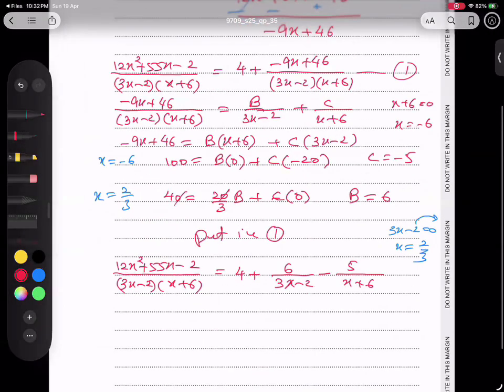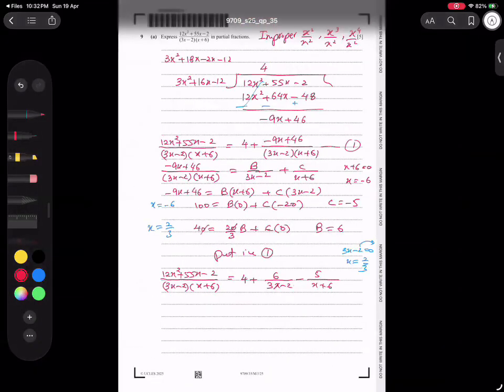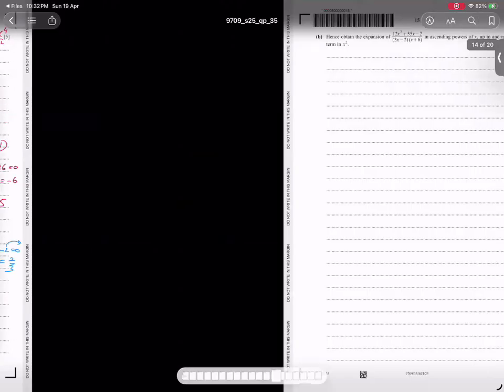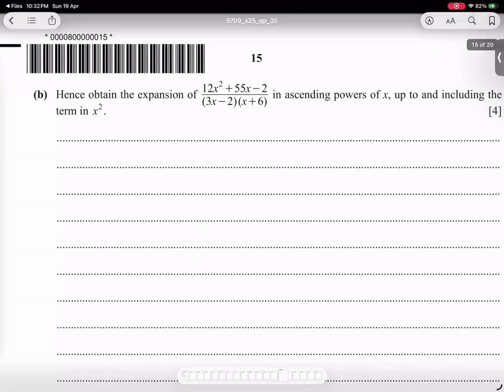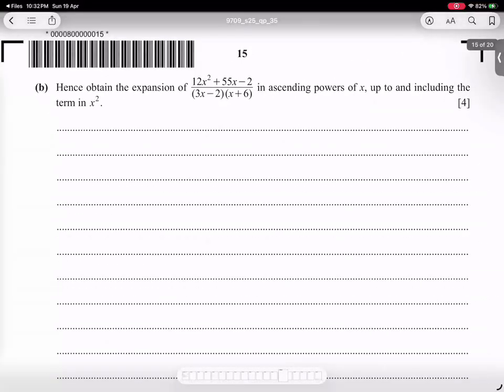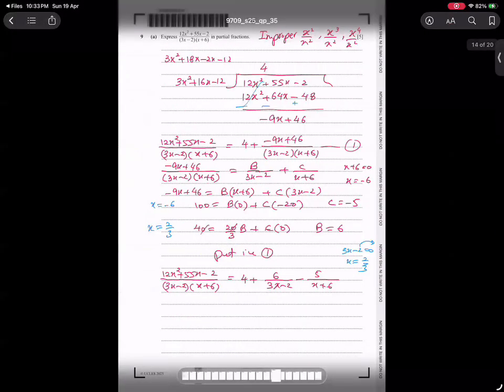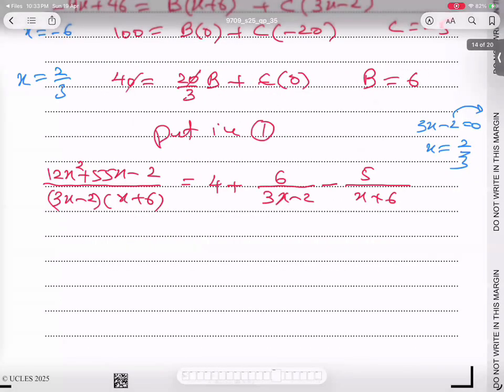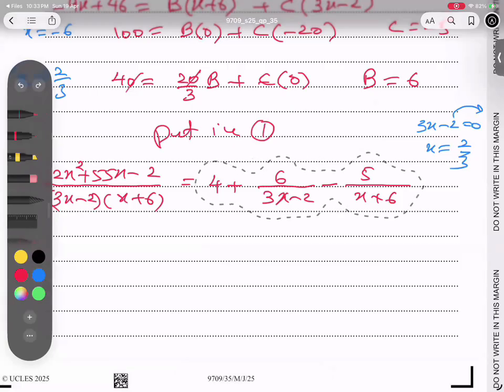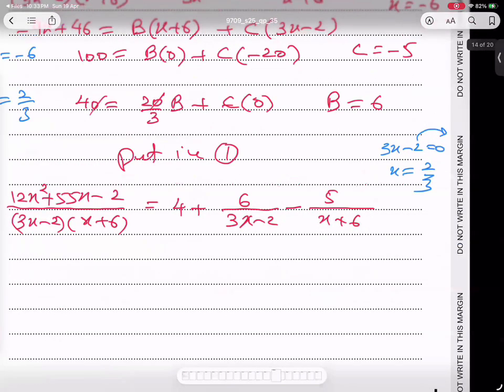And let's go for the next part. The next part is asking, so it means we have used the previous part and we have to include the x square expansion. So we have to bring this answer onto the next page. So this whole thing, I'm going to copy from here and paste on another page.